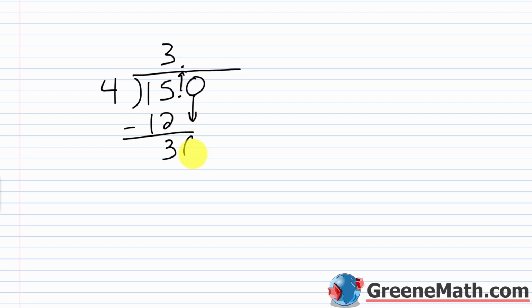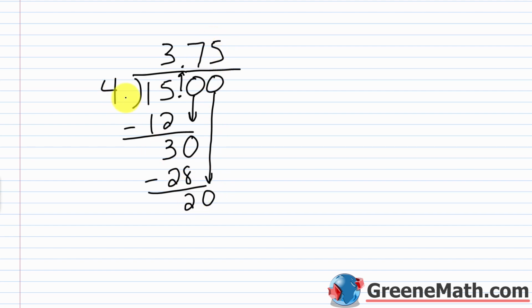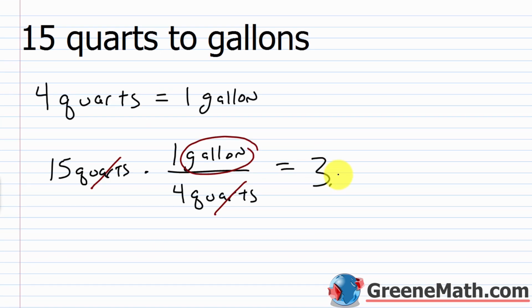What is 15 divided by 4? 4 doesn't go into 1, but it will go into 15 3 times. 3 times 4 is 12. Subtract and get 3. Let's put a decimal point here and bring it up into the answer. Put a 0 here and bring that down. 4 goes into 30 7 times. 7 times 4 is 28. Subtract and get 2. Put another 0 and bring that down. 4 goes into 20 5 times. 5 times 4 is 20. Subtract and get 0. So 3.75 is our answer. So 3.75. And of course we have gallons. And you can kind of think your way through that one.